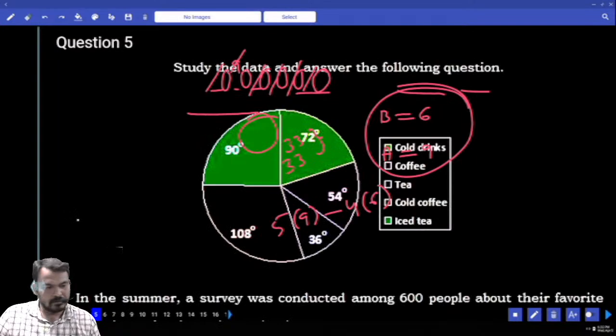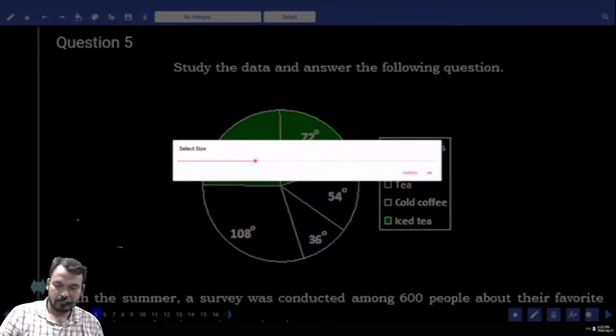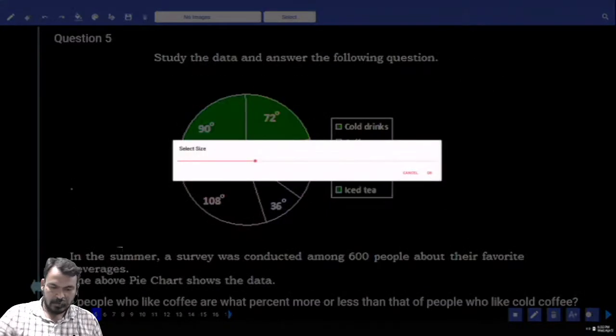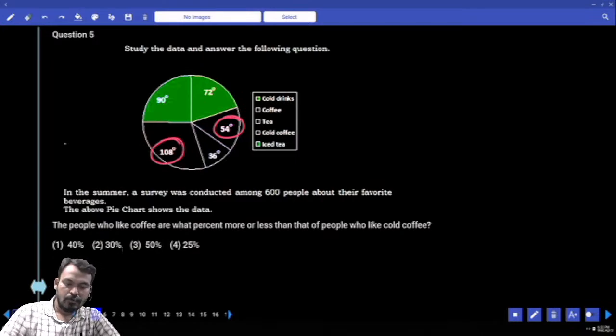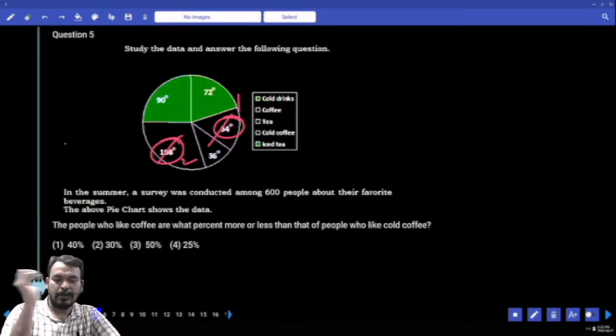Next question number 5. The people who like coffee are what percent more or less than that of people who like cold coffee or not? But the coffee is how many degrees? 54. Cold coffee 108. What is the ratio? 1:2 or not? 1 compared to 2.